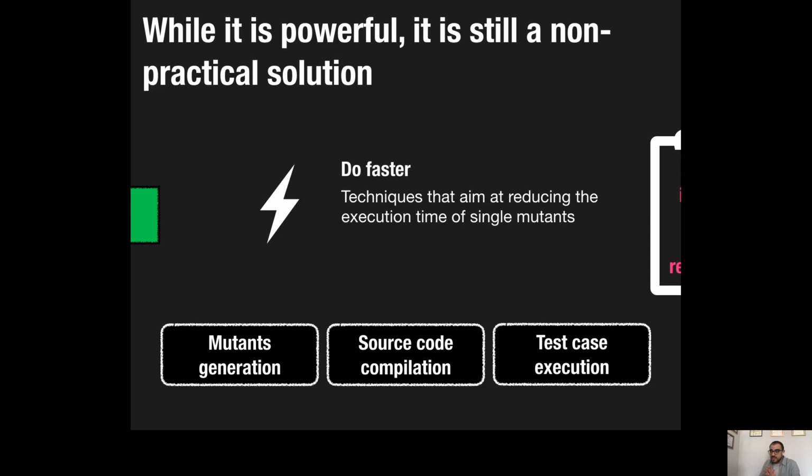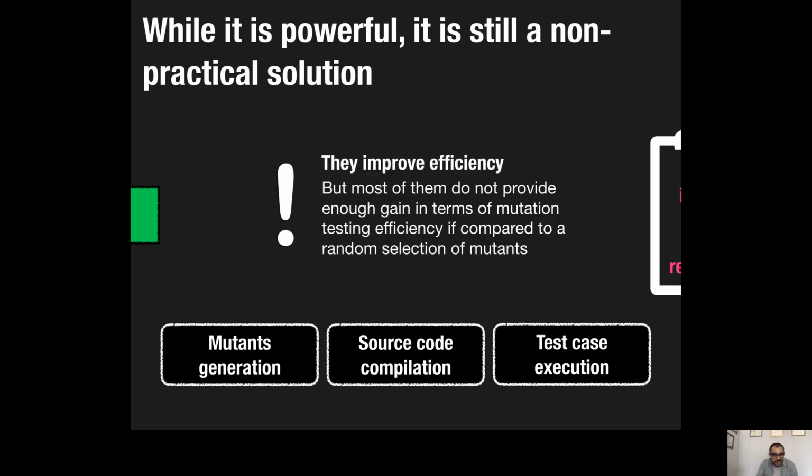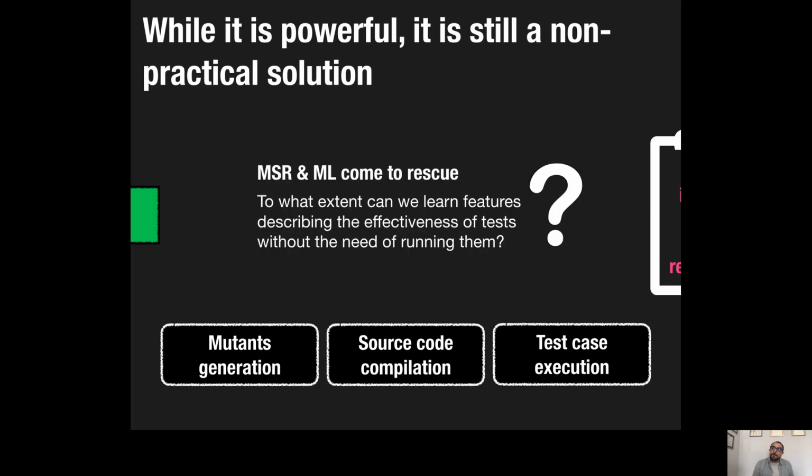Do these approaches work? Well, yes, to some extent. What does it mean? It means that most of them provide some gain in terms of scalability, but this is not enough. So we need something more. And what we did in the recent past is to exploit mining software repositories and machine learning, so software analytics, in order to make or try to make mutation testing more feasible in practice.